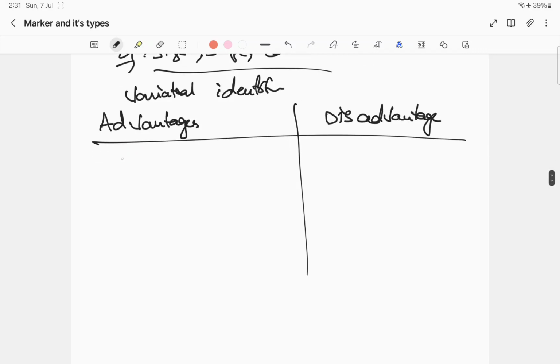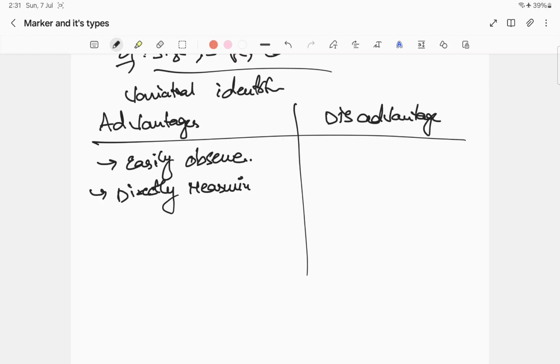Okay, what we can see: it is easily observable. We can directly measure the phenotype. We are directly measuring, right? And no specific technology is used because we are generally seeing with the naked eye, right? No specific technology is used.